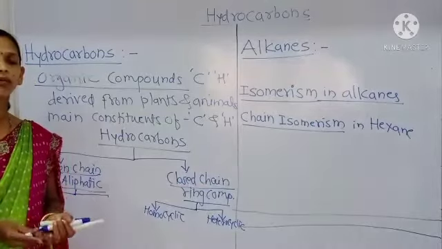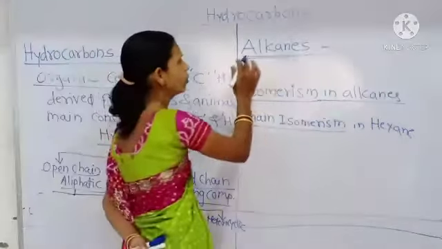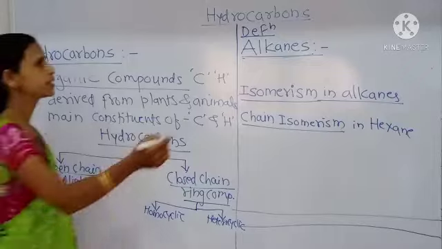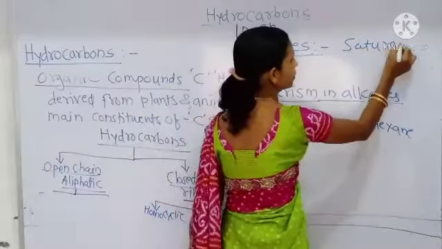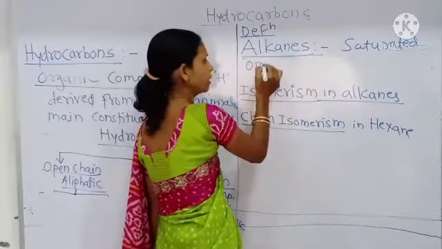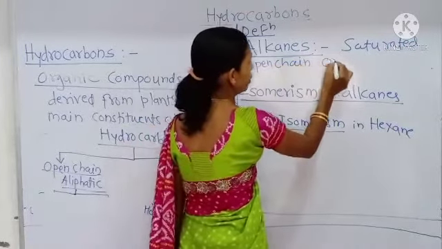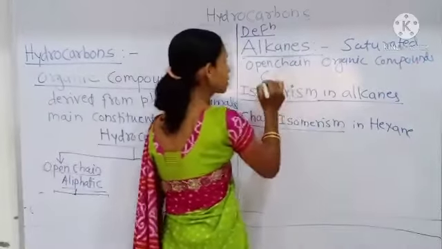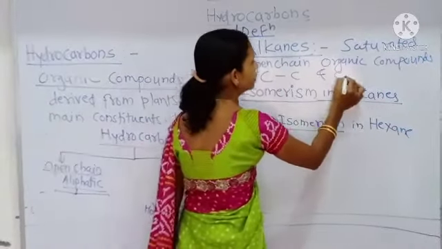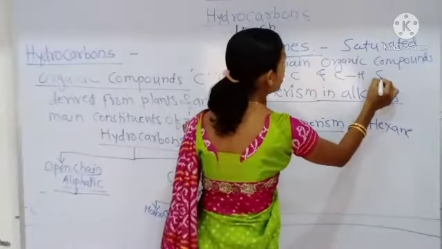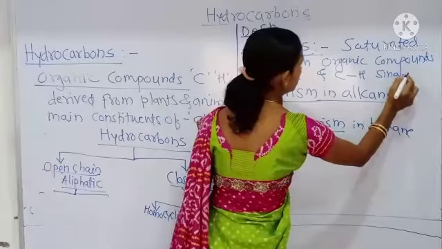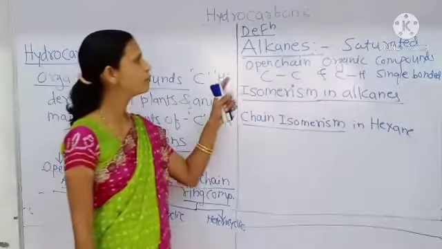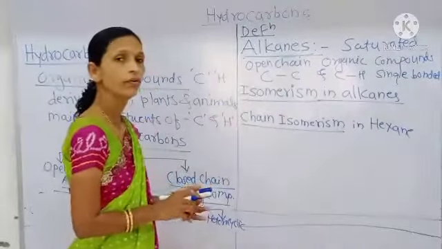Today we are going to study the alkanes. Now, the definition of alkane. Alkanes are the saturated open chain organic compounds in which all carbon-carbon bonds and all C-H bonds are single bonds. Those compounds are known as alkanes. All of you aware of that?